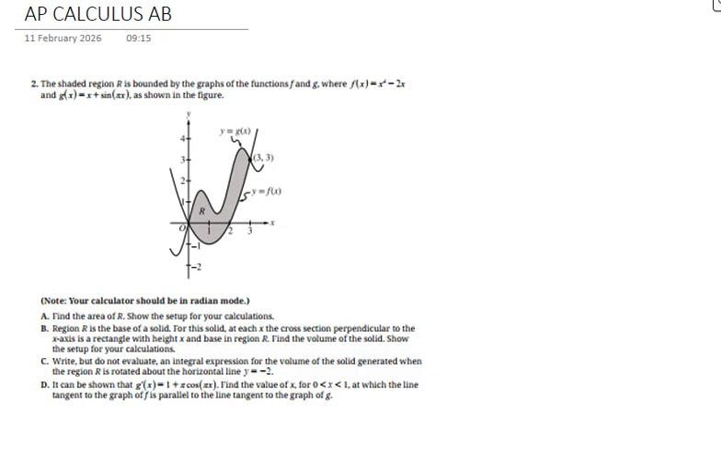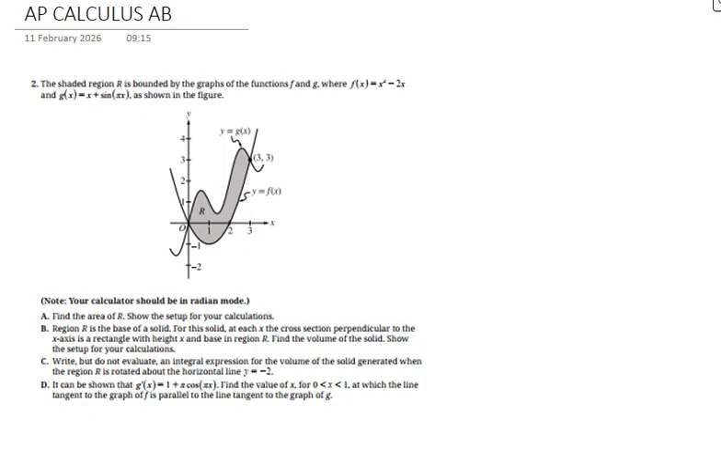Okay, we are told f(x) is equal to x² − 2x and g(x) is equal to x + sin(πx), and the shaded region R is bounded by these curves. From the graph we see the curves intersect at x = 0 and x = 3.